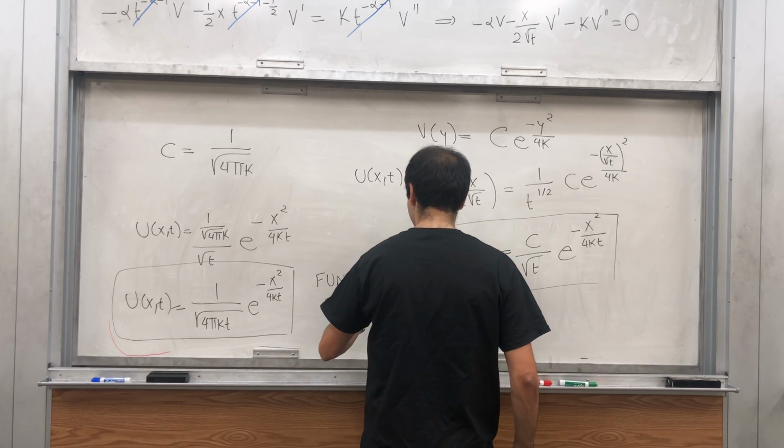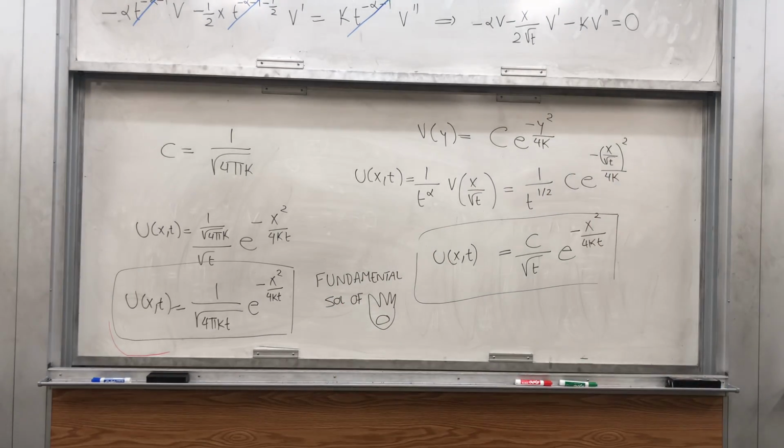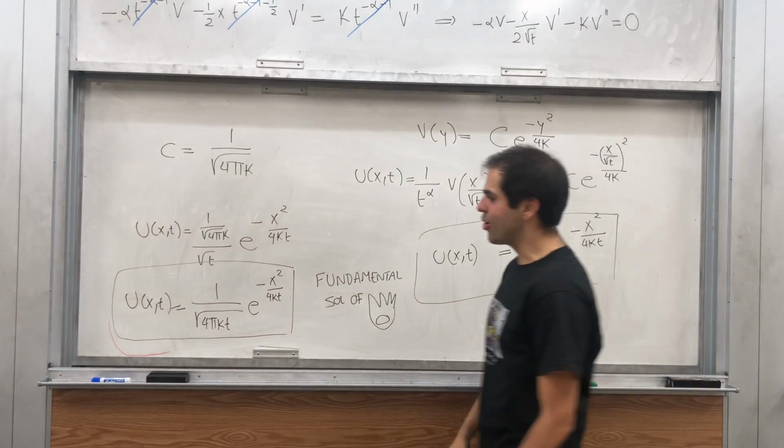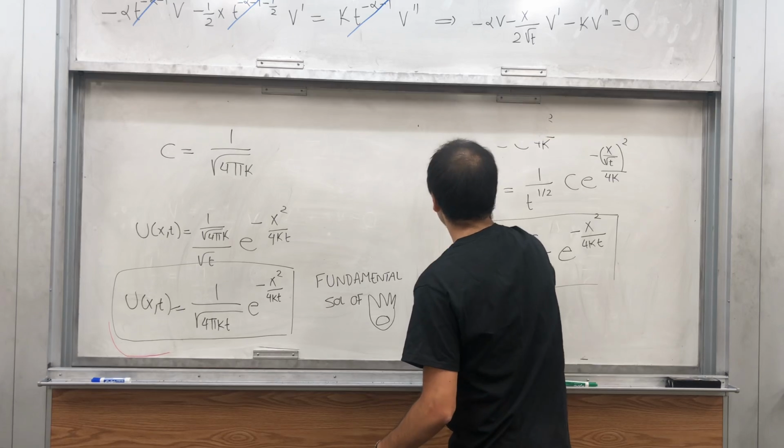Or sometimes it's called the Gaussian kernel or the heat kernel, whatever you want to call this, as long as you accept it.